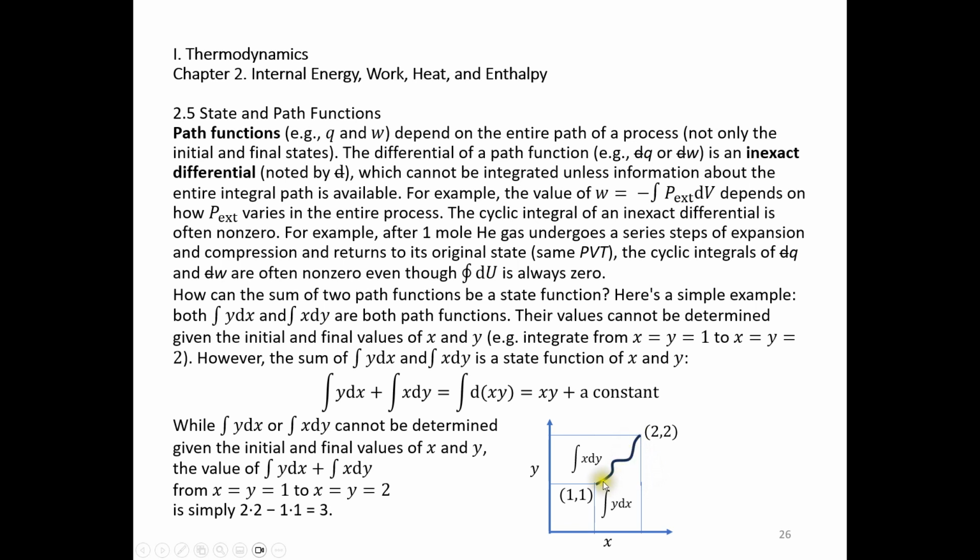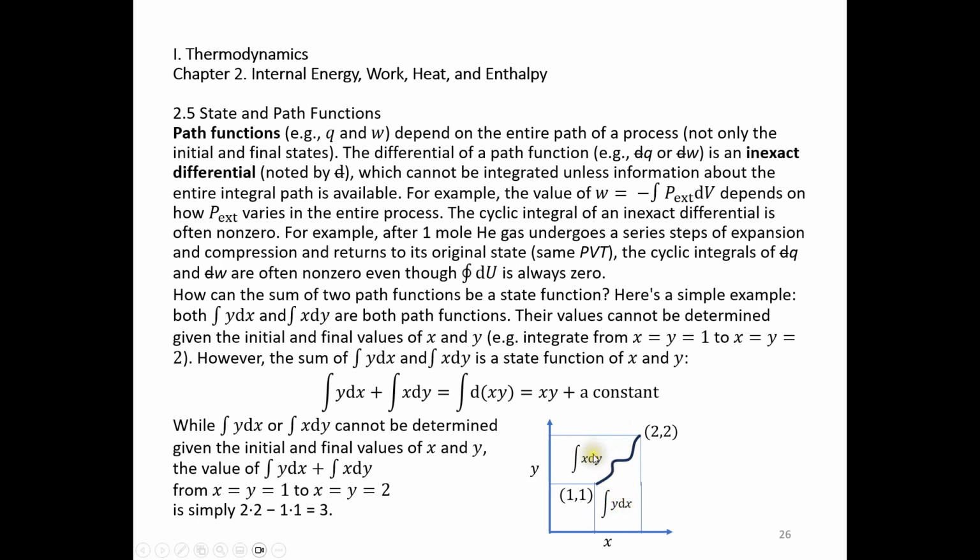So now, if we have a curve over here, let's say y is a function of x, and this curve represents that function. Then how do we integrate y dx? We do need to know how y changes with x when x goes from 1 to 2. So the integral of y dx is this area under the curve, and the integral of x dy is this area to the left of the curve. We do not know this integral or this integral.